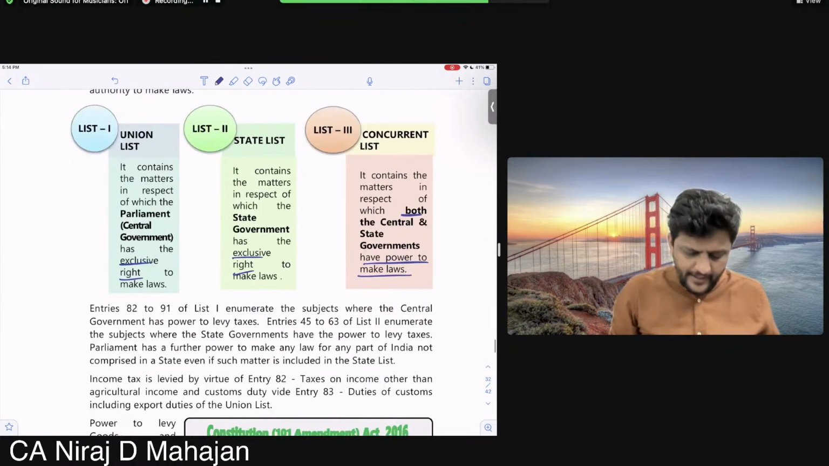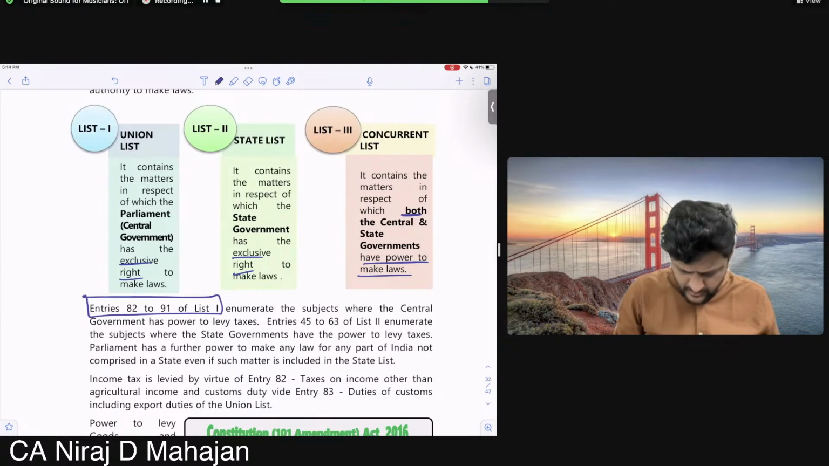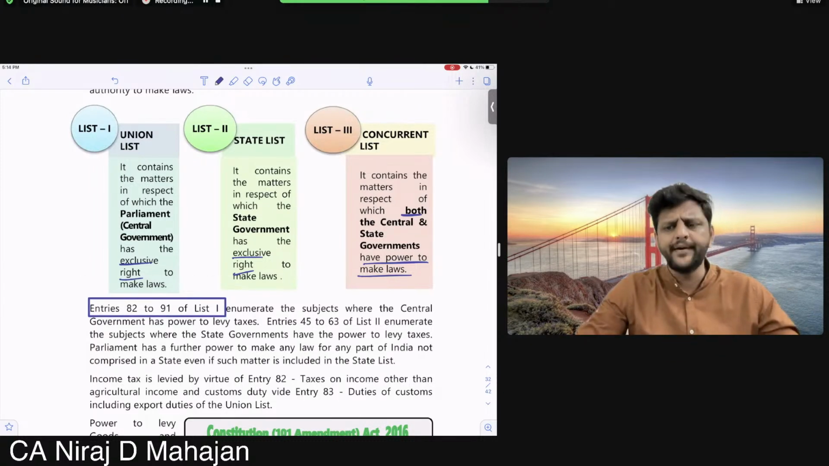Then entries number 92 to 91 of List 1. List 1 is what? Central government. Income tax is part of it or not now? Can you tell me, children, the entry number? Entry number for income tax is what?